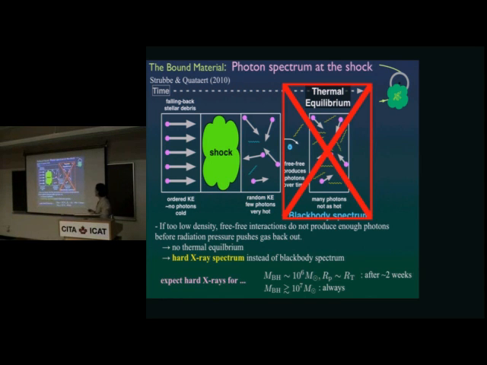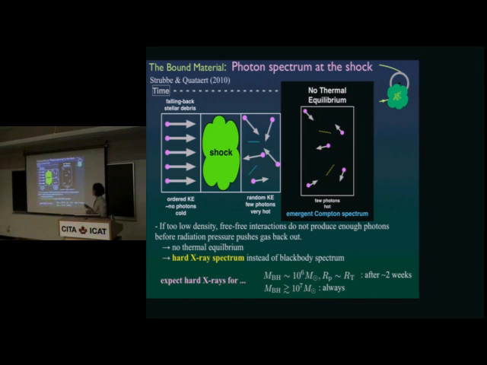However, if the density at the shock is too low, then free-free interactions don't have time to produce enough photons to reach thermal equilibrium before radiation pressure from the few photons that there are pushes the gas back out again. And so in that case, we don't have thermal equilibrium. Instead, there are only a few photons, but the gas particles are moving fast, and so the photons can scatter off the electrons and produce a hard X-ray spectrum instead of a black body spectrum.